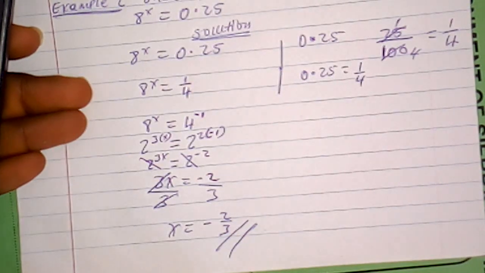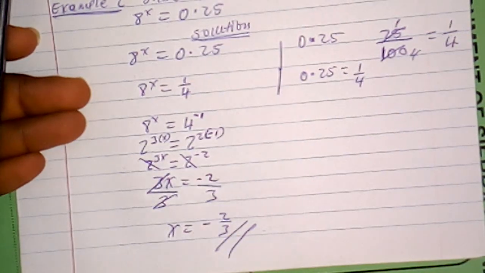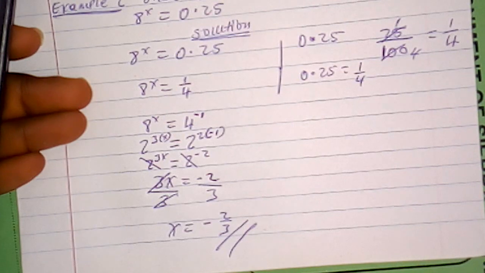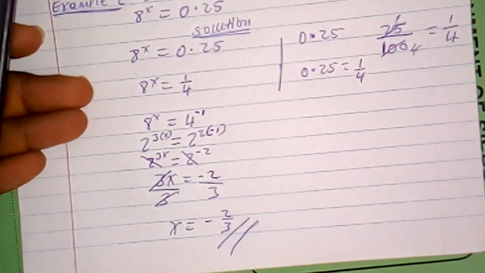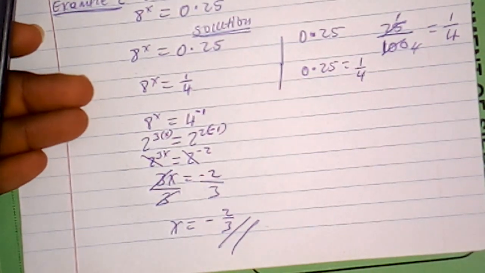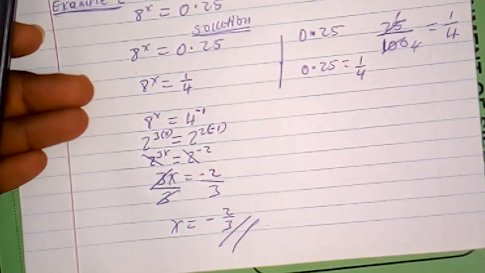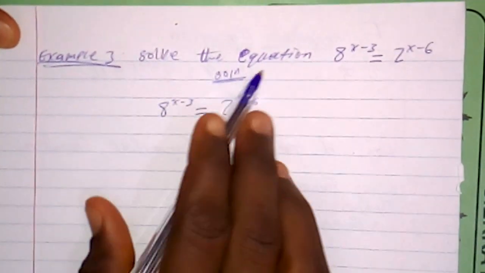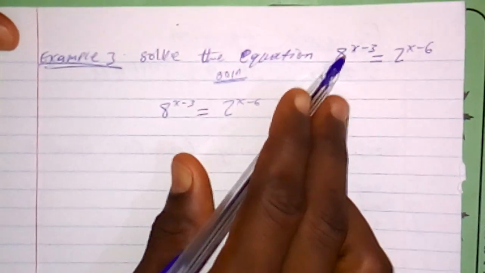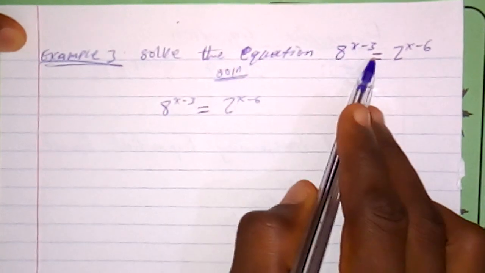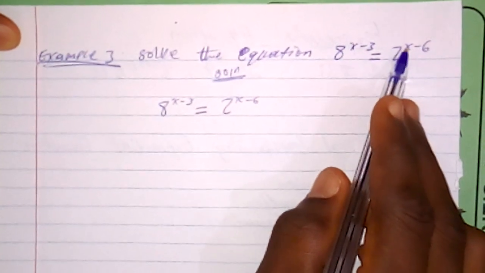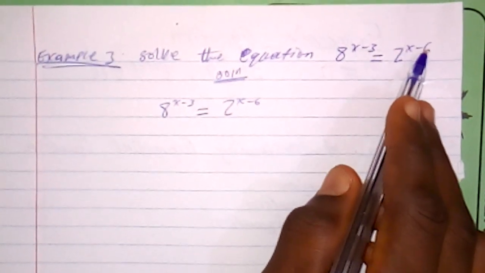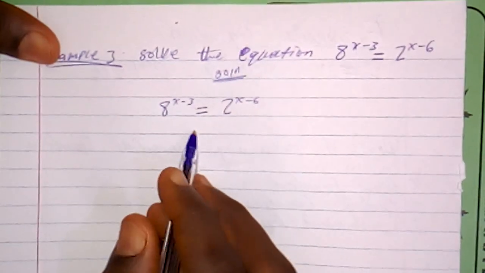Is it understandable? Please, if you don't understand, replay the video again. I believe you will understand it better. Right? Good. All about your exponential equation is the same steps we keep on doing. Right? We are going again for the third example. Now we proceed. Solve the equation: 8 raised to the power x minus 3 equals 2 raised to the power x minus 6. Do you see? Now we go.